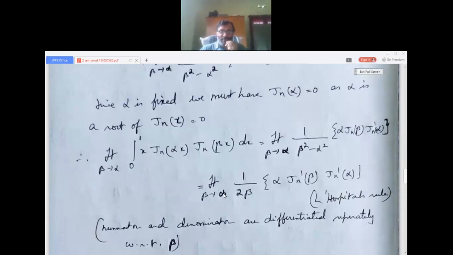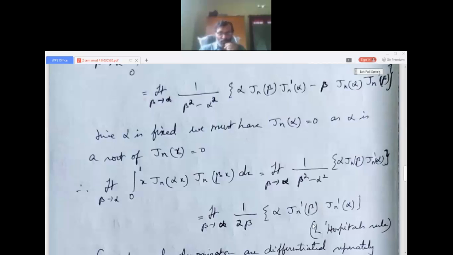Now, what do we do with the limit? We apply L'Hospital's rule. If we apply the limit directly, we get 0 by 0 form. So we use L'Hospital's rule. In L'Hospital's rule, we differentiate numerator and denominator separately. With respect to beta, alpha is fixed. With respect to beta, I differentiate the numerator, alpha Jn'(beta) Jn'(alpha). We differentiate numerator and denominator separately with respect to beta, and then apply the limit. That is L'Hospital's rule.